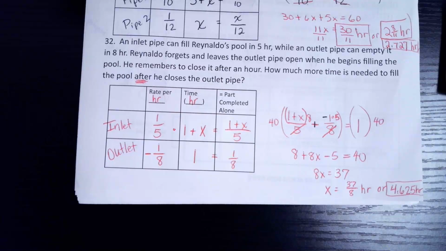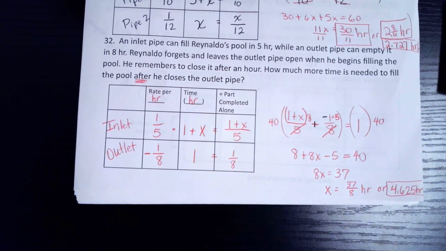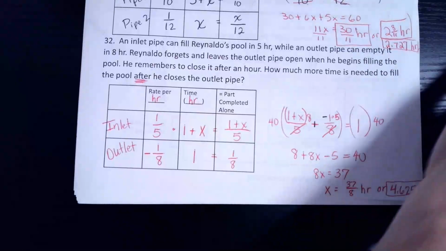Mom's barking at him. You left the thing running. How long is it going to take you now? All right? As opposed to saying, it took you a total of. See the difference? So watch those words. And that wraps up those word problems.